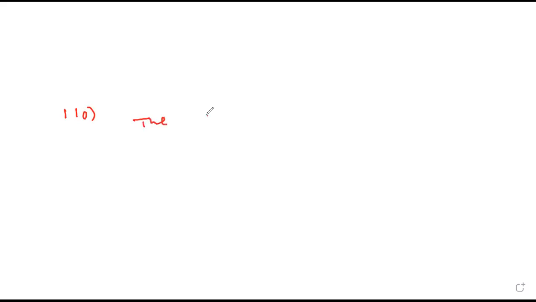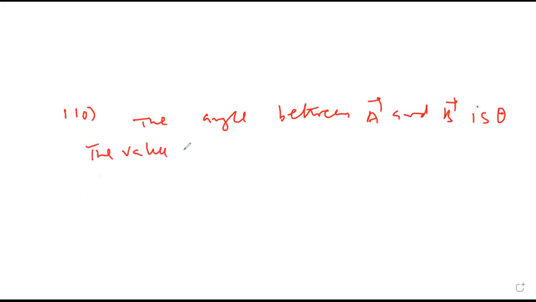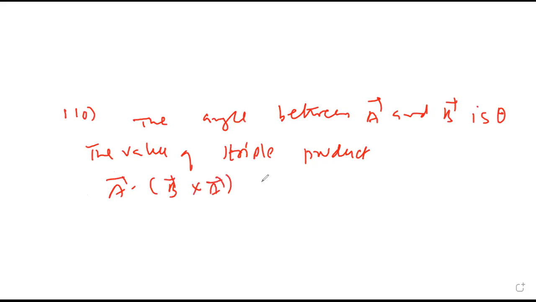The angle between A bar and B bar is theta. The value of triple product A bar dot B bar cross A bar. This is the question. Sir, it is the same as the 122nd. So same. Once you don't get one, you will not get the other.